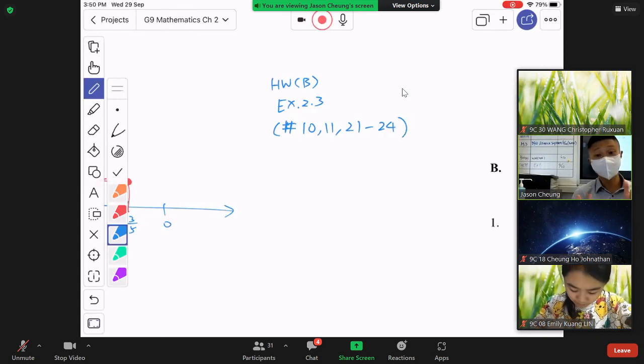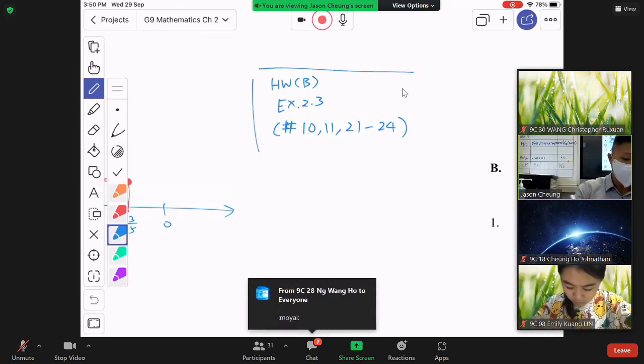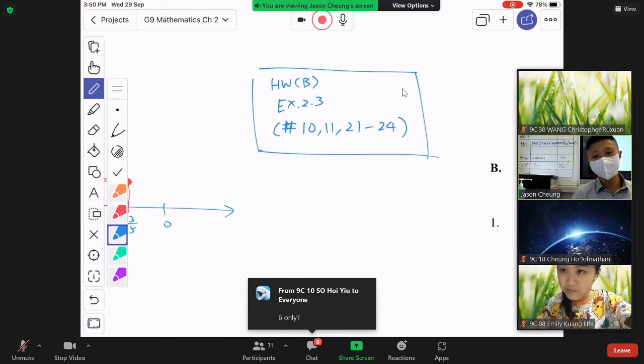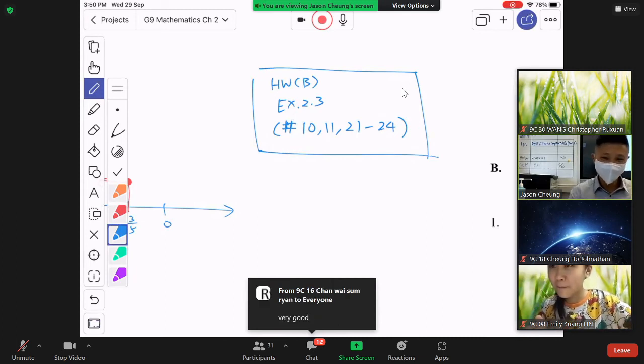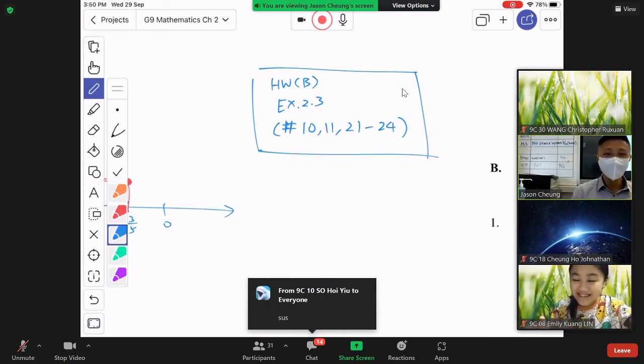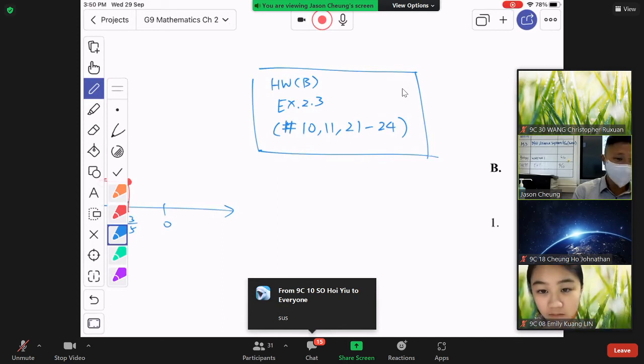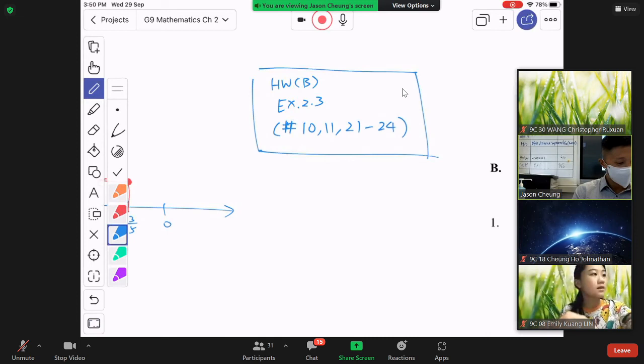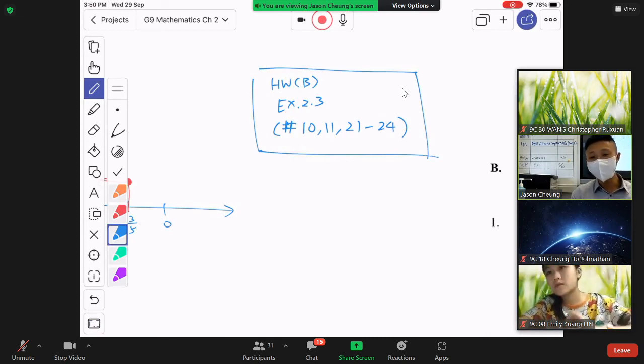Okay, very easy. Homework book B, 6 questions, very easy. Only 6, yes. Very easy. Only 6 questions, very easy. Let me see. 幾時交好咧？Okay, Monday or Tuesday?